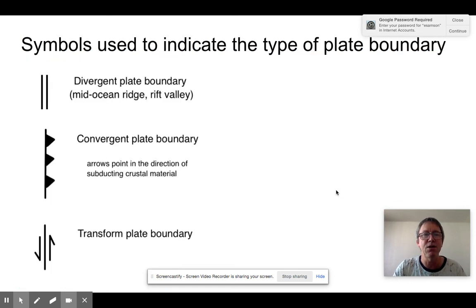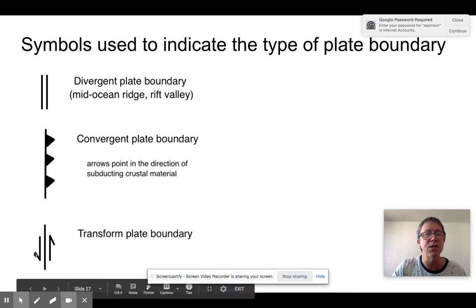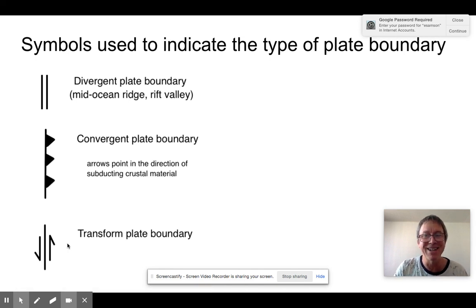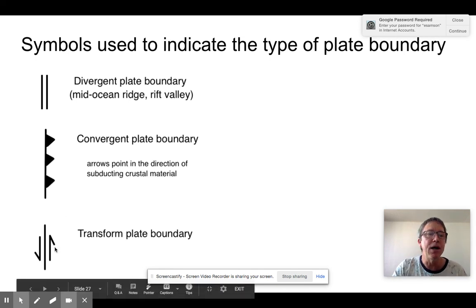And I think that's all I need. Oh, okay, one last thing. We have symbols that you might be shown. So if you need symbols for it, here's what we do. We use parallel lines to represent divergent plate boundaries. We use this little tooth pattern to represent subduction at a convergent plate boundary. And the arrows point in the direction that the material is going down underneath the earth. And then we do these little half arrows that point in different directions, almost like electrons with different spins, that represent the side-to-side motion of a transform plate boundary.